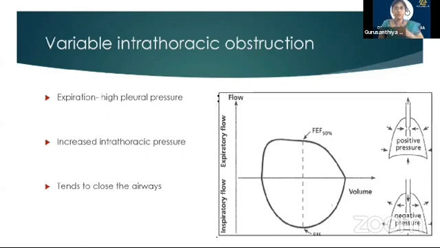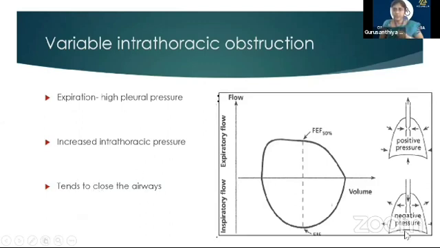There is a compression already inside the trachea due to tracheomalacia or so. But when there is a compression from outside, it compresses the airway further. That leads to closure of the airways in the expiratory part of the curve.